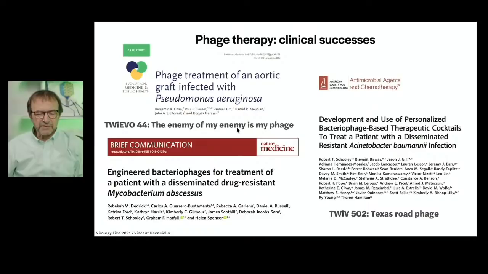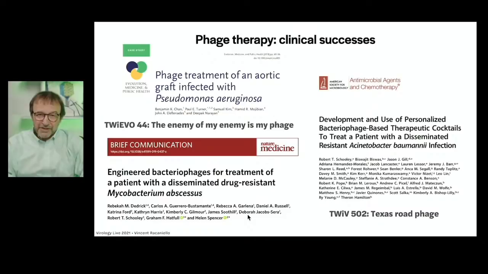Then we have this one, engineered bacteriophages for treatment of a patient with disseminated drug-resistant Mycobacterium abscessus. So this is a young patient who was actually immunosuppressed, and he had this mycobacterial infection. And he was treated with a mycobacteriophage, which was developed by Graham Hatfull and his colleagues in the SEA-PHAGES program. So this is a program where high school students isolate phages. So some of these phages in their collection turned out to lyse this particular isolate. They used it to treat the patient. The bacteria became resistant, and so they re-engineered the phage to overcome the resistance in the course of the treatment.